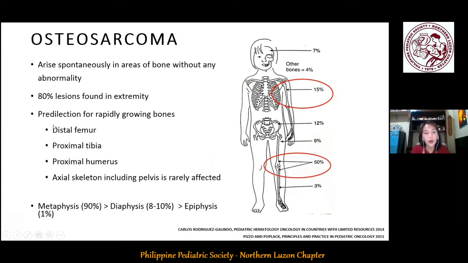Osteosarcoma most commonly involves the long bones, and most tumors occur around the knee. The most frequent sites of involvement are the distal part of the femur, the proximal tibia, and the proximal part of the humerus. Your axial skeleton, including the pelvis, is rarely affected. It typically occurs in the metaphysis of the bone, which is the site of new bone arising from the growth plate.